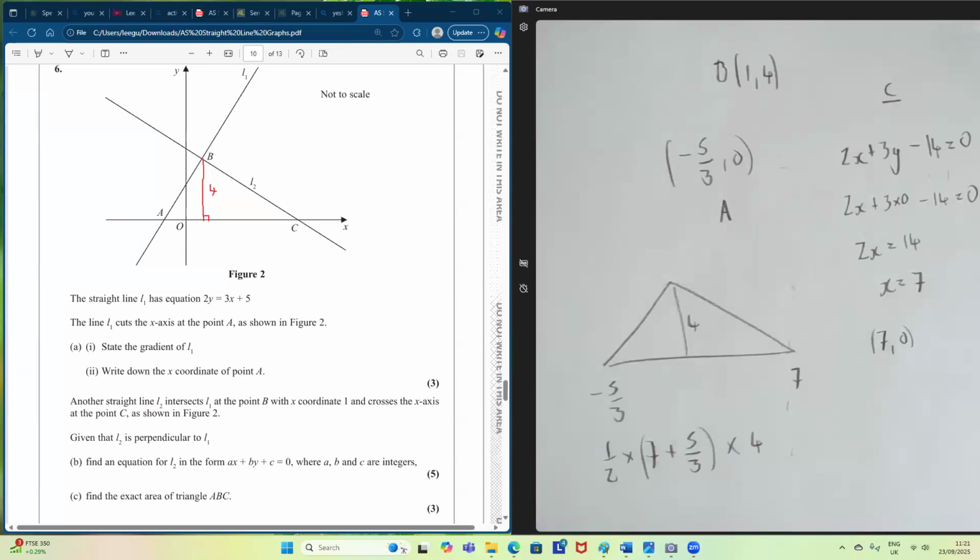And when we work that out, let's see what we get. I was just double checking that everything looks correct here. That gives us 52 over 3 as our area. And that's that question done.